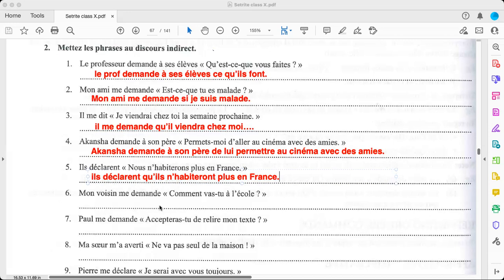Mon voisin me demande comment vas-tu à l'école. This is interrogative with comment, the second one. Mon voisin me demande. You will directly write comment. Tu vas-tu? Because I told you inversion, you have to remove inversion. So tu is second person with object. Comment je vais à l'école?